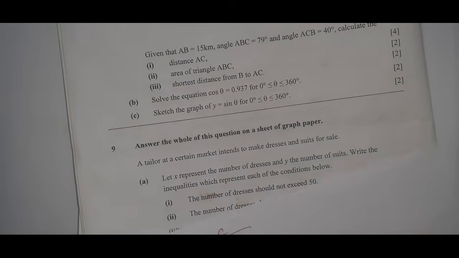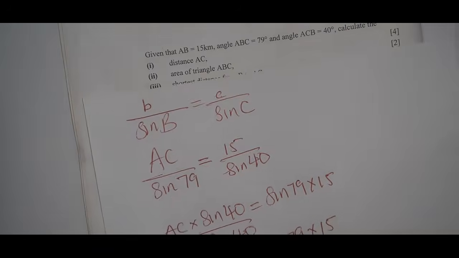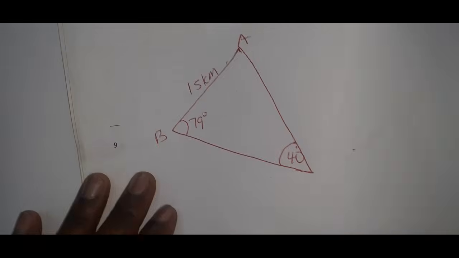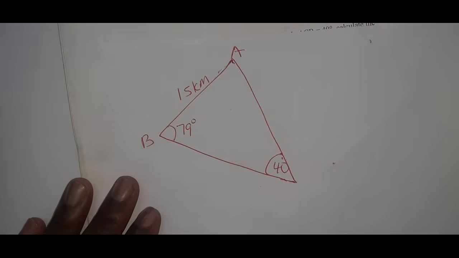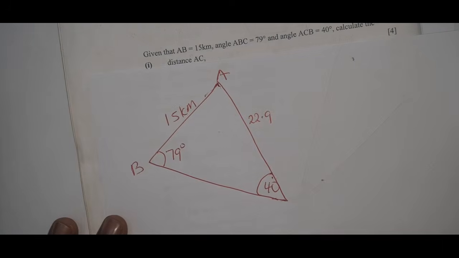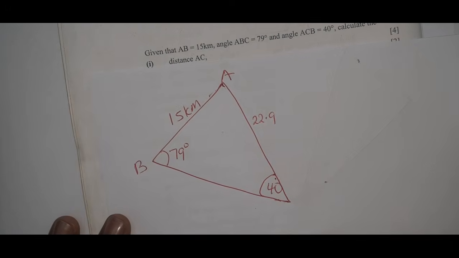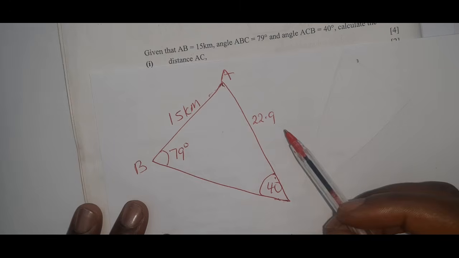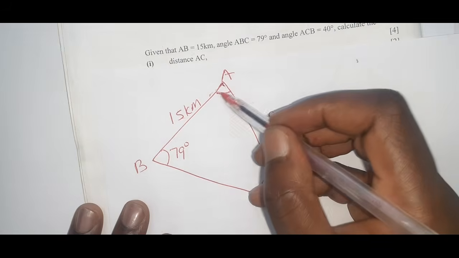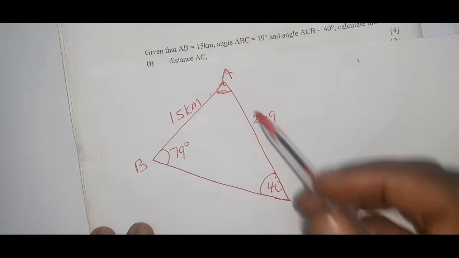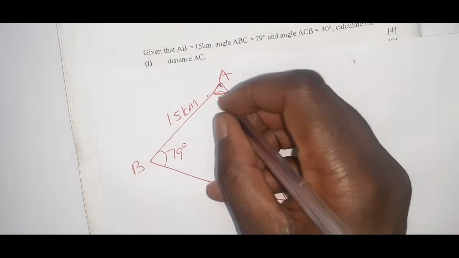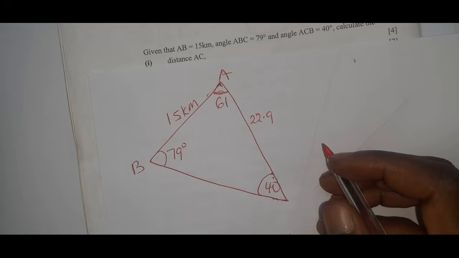So then we go to the next one, the area. Now this is what we are supposed to have, isn't it? And here we have found this one as what? 22.9. Then they want us to find the area. So the angle that we can use here is this one, because we need these two sides and the angle that is in between them. So to find this angle, you need to add these two and subtract them from 180. What are you going to get? You will get 61. You can confirm that.